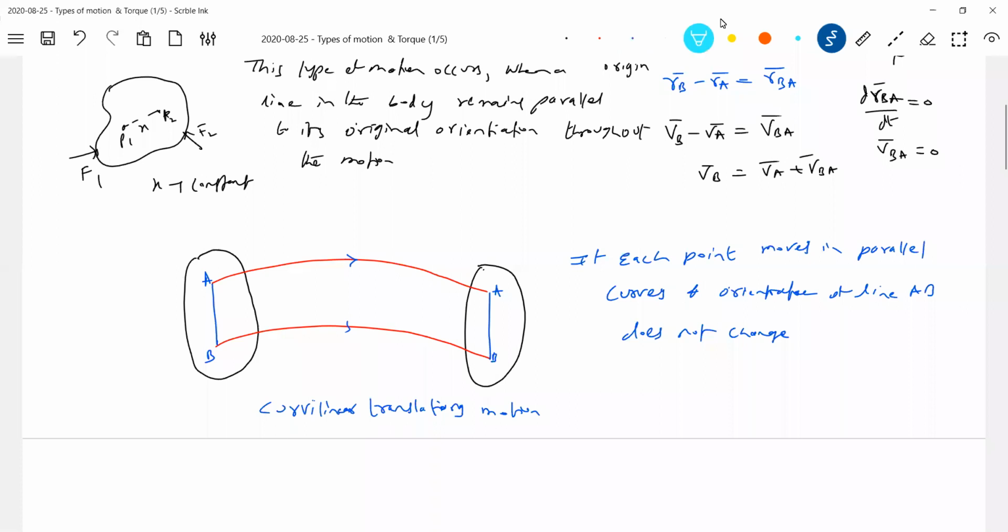I'll bring a few more points here. Is that okay? Look at all these lines, how they are parallel. So the orientation of that line should not change, but it can move in a curve. This is called curvilinear. So I'll give one more example. Like this, if there's a rod.